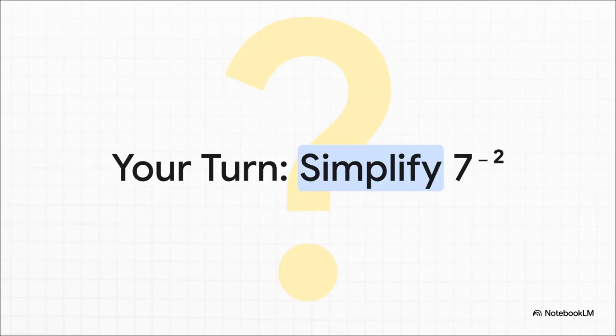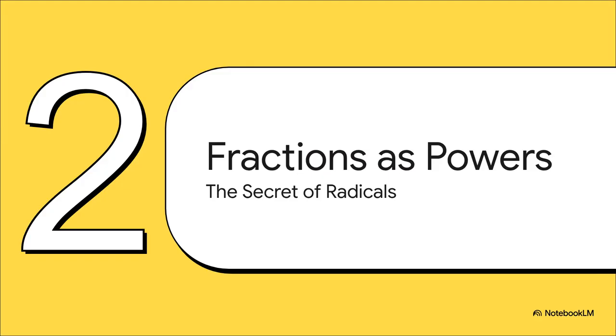Simple as that. Okay, now it's your turn. I want you to apply that exact same logic, that flip it and solve it idea, to 7 to the negative second power. Go ahead and pause here and give it a quick try. You got it? The answer is 1 over 49. Hey, if you got that, you've absolutely nailed this rule. Let's move on.